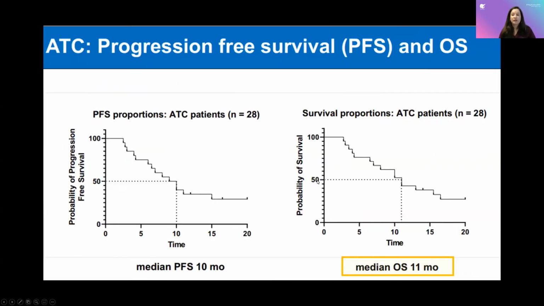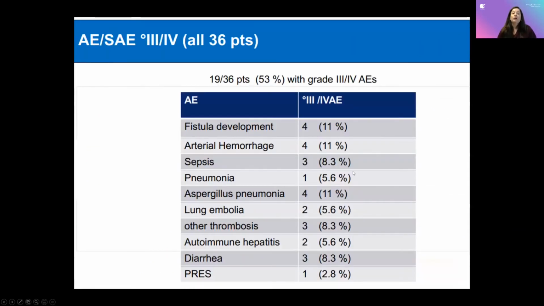How long does that response last? About as long as dabrafenib trametinib single agent does, about 10 months on average if you take all the patients, not just the really good performance status patients. So not as good, it doesn't last as long. Median overall survival, patients on average lived about 11 months. So again, better than what we found with single agent lenvatinib, but I think we can do better than this.